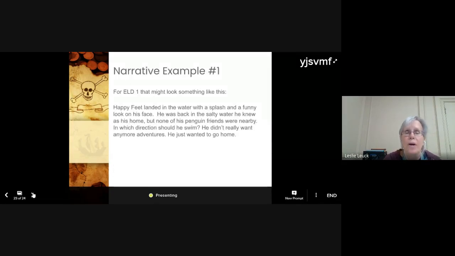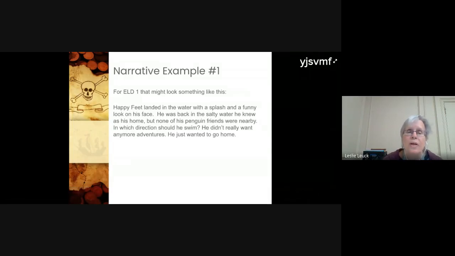For ELD1, when you're writing, this is a narrative example, like for the short story. It might look something like this. Happy Feet landed in the water with a splash and a funny look on his face. He was back in the salty water he knew as his home, but none of his penguin friends were nearby. In which direction should he swim? He didn't really want any more adventures. He just wanted to go home.